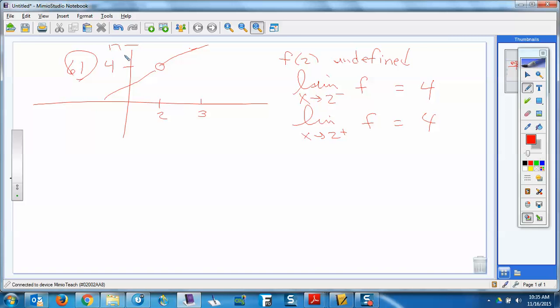64, does f of 3 have to equal 17? Yes. Since it's continuous, the limit, they already told us the limit, the cars are meeting at 17. If it's continuous, the limit and the output have to be the same. So f of 3 has to equal 17.